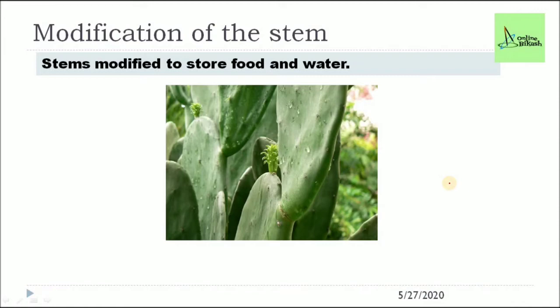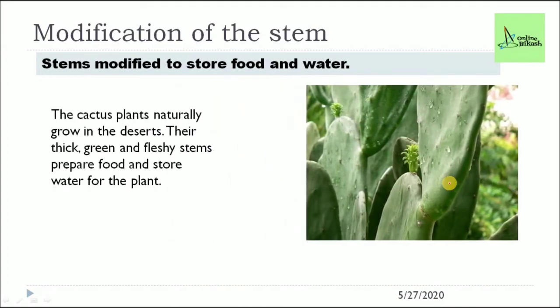Now stems modified to store food and water. This is a cactus. Normally cacti grow in the deserts. Their thick, green and fleshy stems prepare food and store water for the plant. This is a stem only, this is not a leaf. In the stem, it stores food and water, because in the deserts water is rare. Yes or no? It is very hard to get water in the desert. So that's why the cactus can store water in its stem. That's why it becomes a thick, green and fleshy stem. So we can say that the stem has been modified to store food and water.